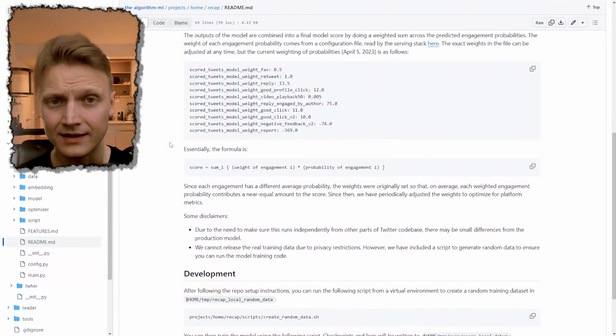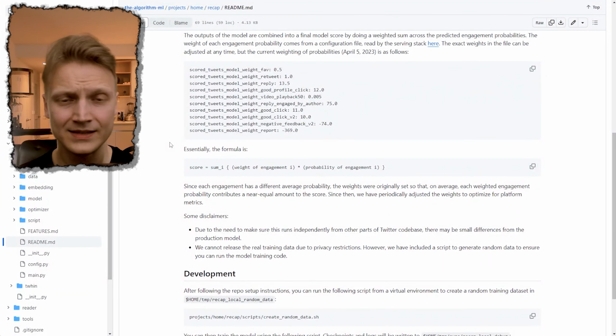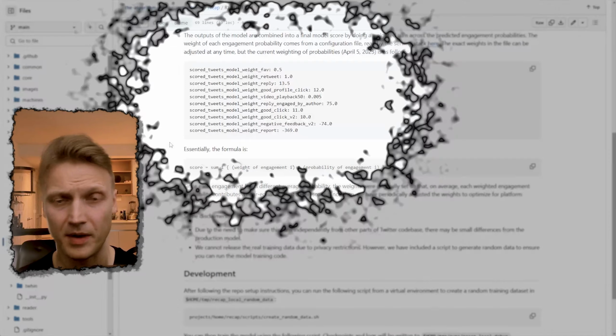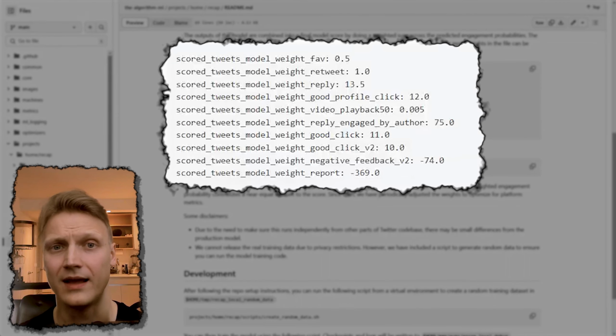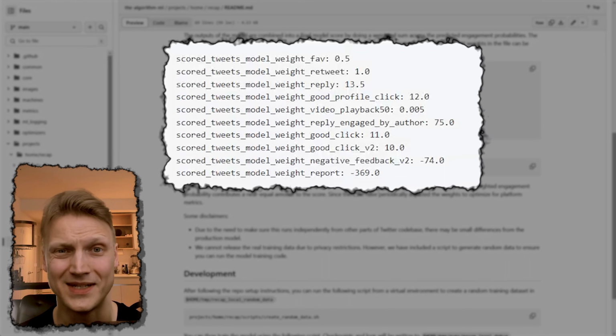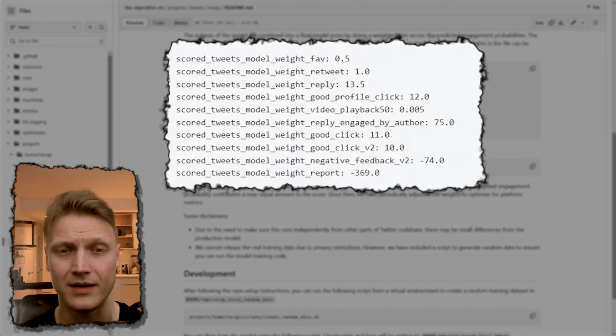Right. To calculate this score, they apply certain weights to those probabilities and then add them all together so that it's a single number representative of a score for a particular tweet.